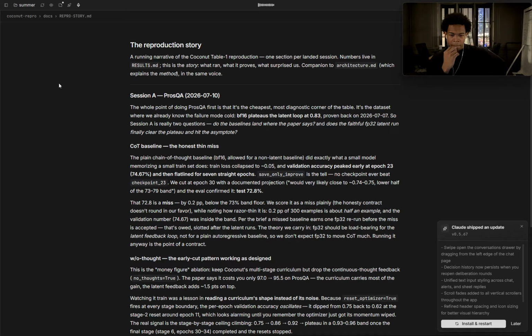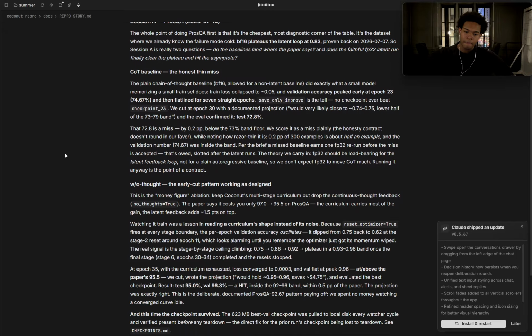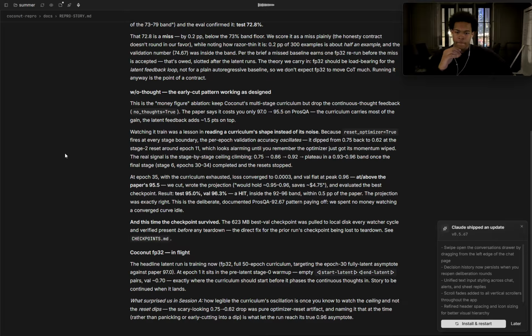Subsection, without thought, the early cut pattern working as designed. This is where we are. Let me know when you want to move to the next part. Keep going.